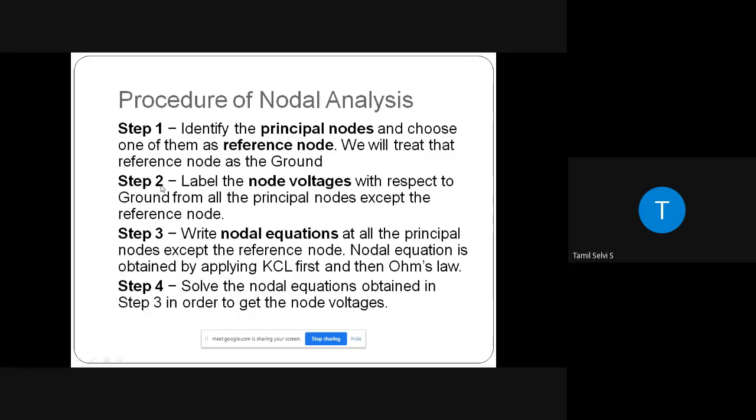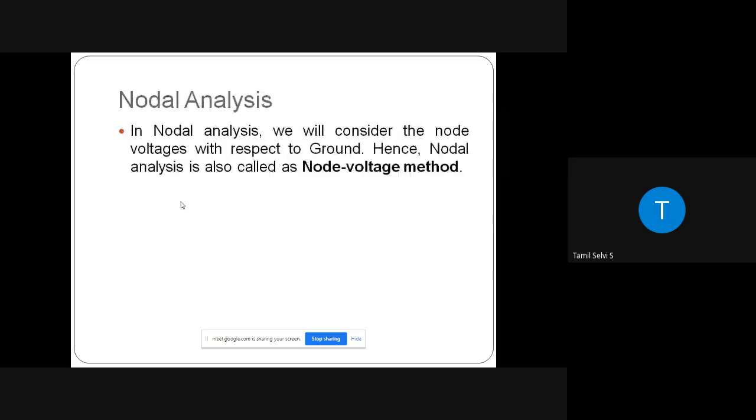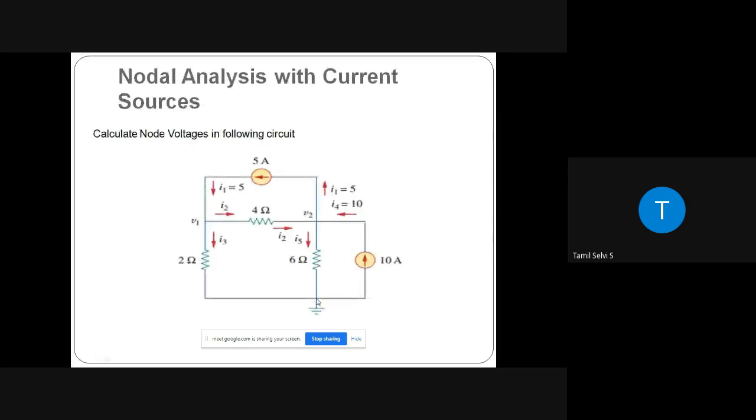Let's see the second step. In the second step, you have to label the node voltages with respect to ground. Note the node voltages with respect to ground for all the principal nodes except the reference node. This is the ground; except this one, with respect to this node, we label the nodes as V1 and V2. We just label the names V1 and V2 here.